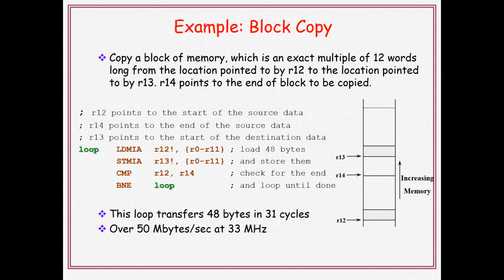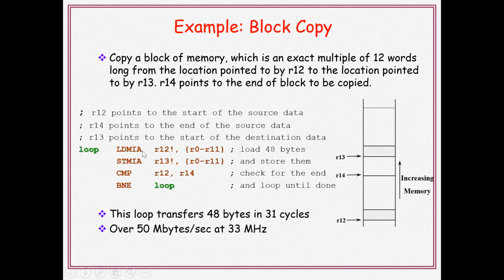Here is the example of block transfer. Copy a block of memory which is an exact multiple of 12 words long from the location pointed to by R12 to the location pointed to by R13. R14 points to the end of the block to be copied. Here, R12 points to the starting of the source data, R14 points to the ending of the source, and R13 points to the start of the destination. So here we can copy.